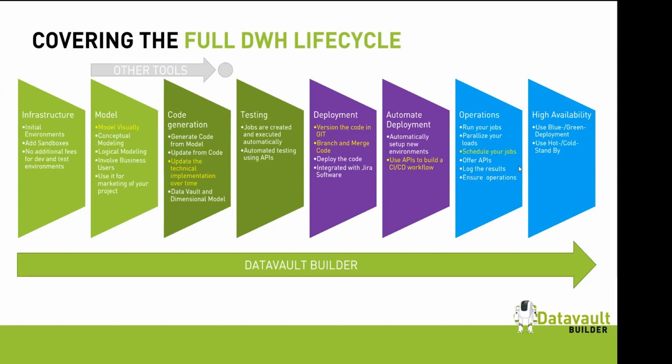Once you have deployed everything to your production environment, you want to operate your data warehouse, and that's where we help you by creating your master jobs automatically, based on the dependencies we read from the model. We parallelize your loads. You can schedule your loads within the tool or use REST APIs to use your enterprise schedulers like Chronicle, UC4, Airflow, whatever you're using in your company. At the end, if you want to reach high availability, we can show you there as well how this can be reached using this tool.